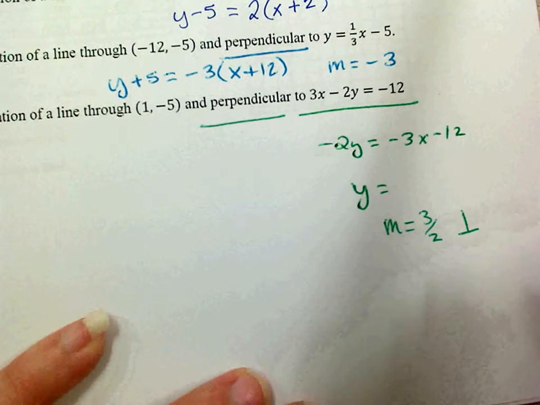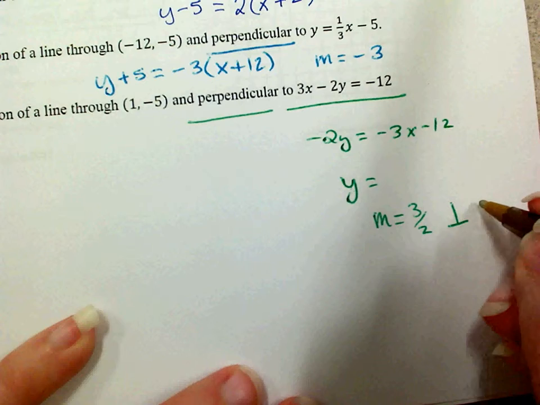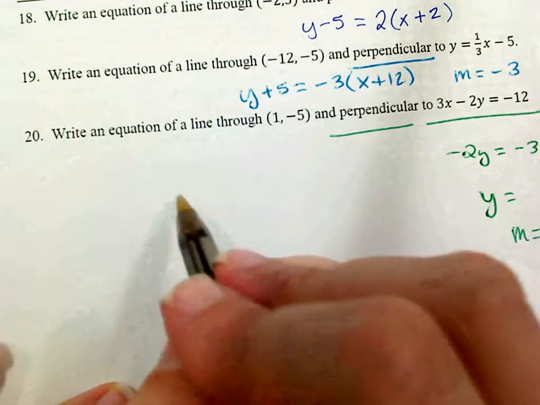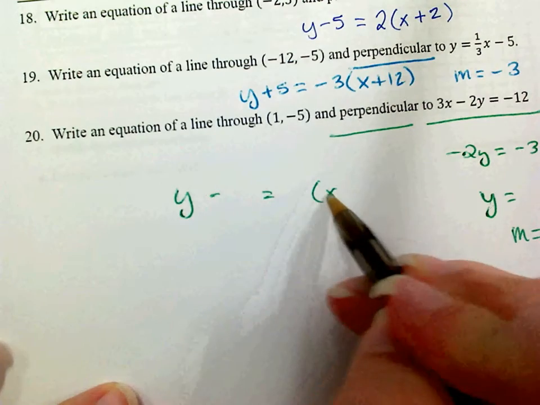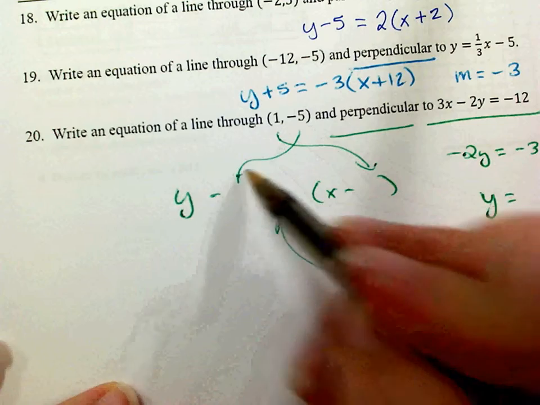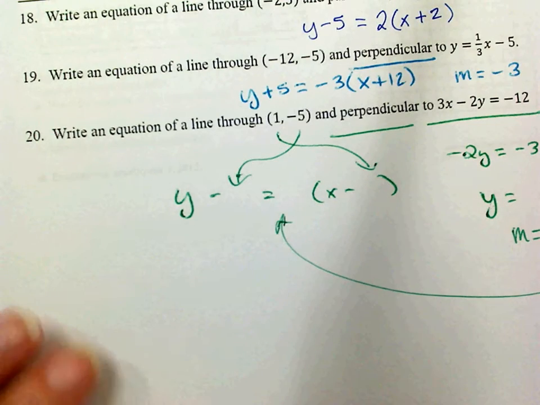-2/3. So do I have enough to write my equation? Okay. -2/3, x value, y value. Done. Yes? Okay.